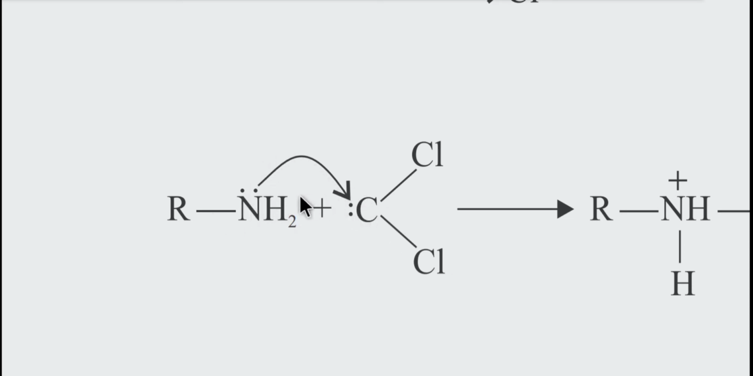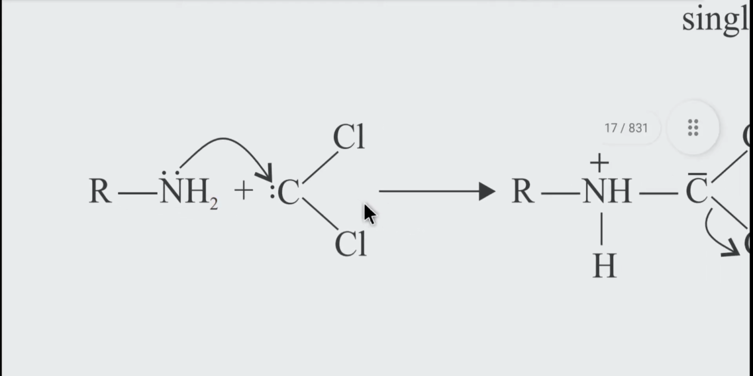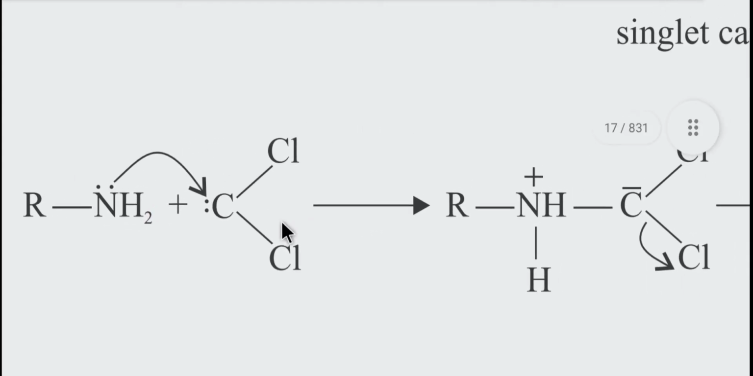When it attacks this vacant orbital, this structure is produced: NH2, and R remains the same. A bond between nitrogen and carbon is produced, with the lone pair of electrons transferring from nitrogen to carbon. So carbon gets a negative charge and nitrogen gets a positive charge, but two chlorines are still present.